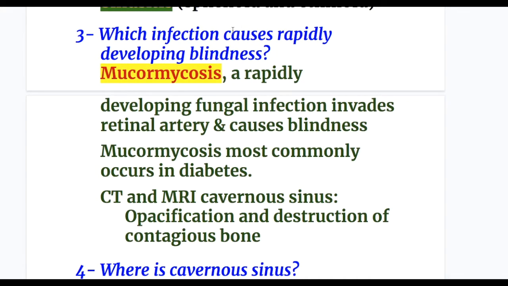Which infection causes rapidly developing blindness? Mucormycosis, a rapidly developing fungal infection, invades the retinal artery and causes sudden blindness in cavernous sinus thrombosis. Mucormycosis most commonly occurs in diabetes mellitus. CT and MRI in cavernous sinus thrombosis show opacification and destruction of the contiguous bone.